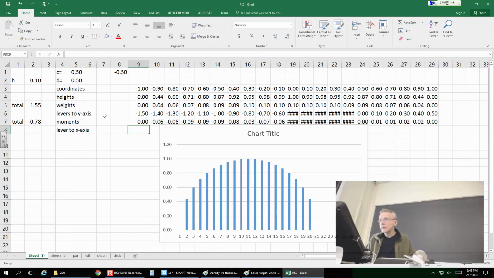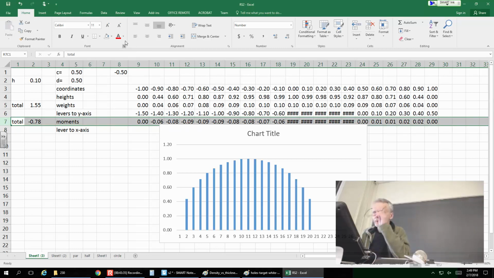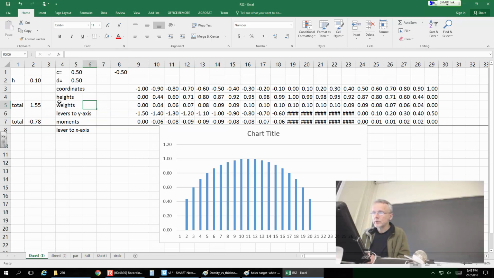For each of the locations, what is it, do you think? Let me put a line here to separate. I just have too many things happening. So coordinates, heights. Okay, weights, not weights.